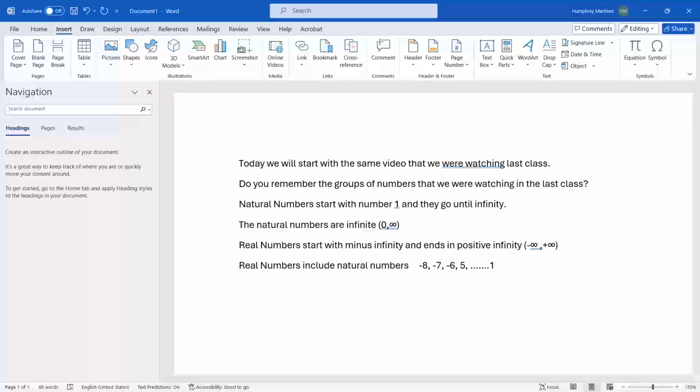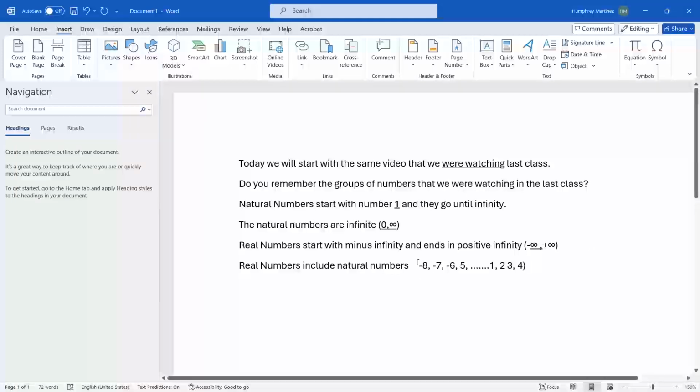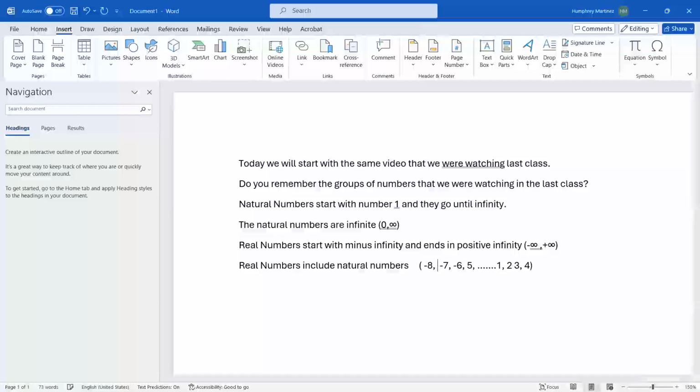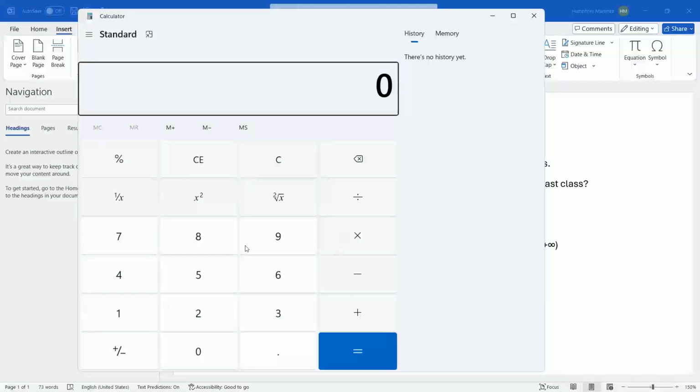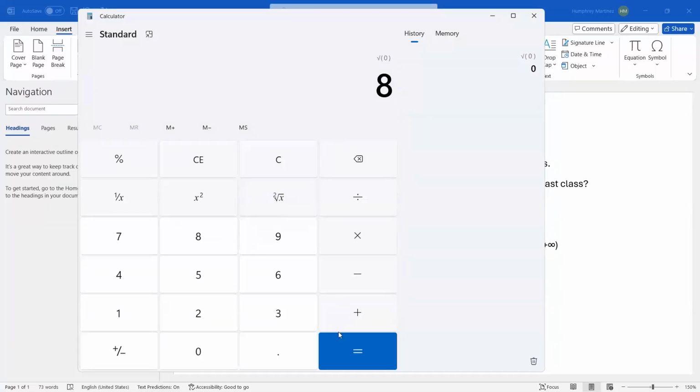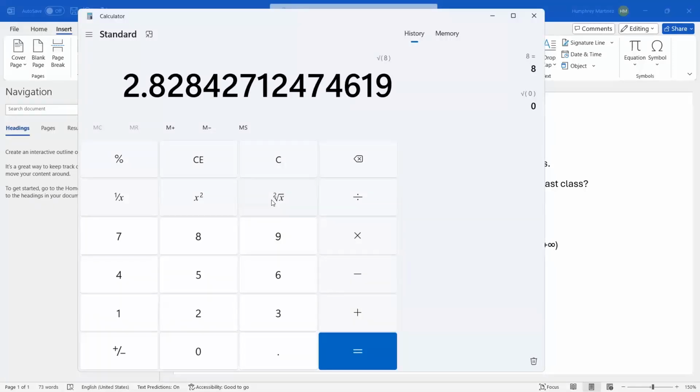Those are 1, 2, 3, 4. I know that this is kind of difficult for you to understand right now, but these are the natural numbers. But if you say, well, in the middle, between 7 and 8, the square root of 8, for example, is 2.8228. This is a real number.